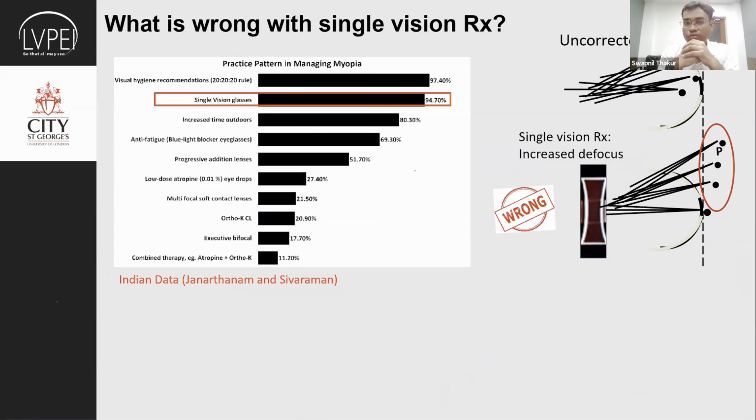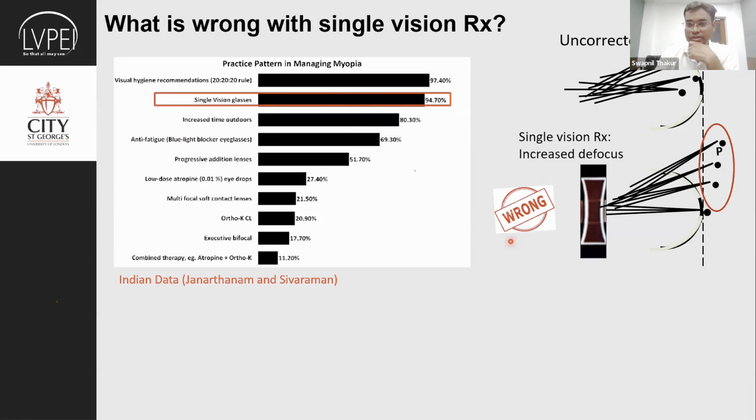So, what is wrong? Why are we talking about relative peripheral refraction? What is wrong with the single vision lenses? If you focus on this bar chart, this is from Indian data, which shows the practice pattern of how clinicians are managing myopia. And interestingly, most of the clinicians are still prescribing single vision lenses to manage myopia.